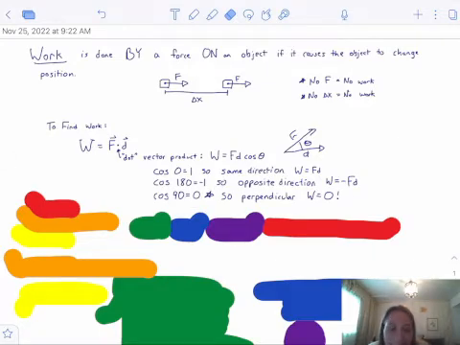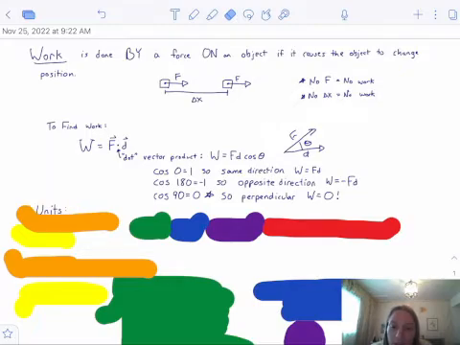And then the cosine of 90 is 0. So when they're perpendicular, that means that no work is actually being done by that force on that object. Work might still be being done, but it's not by that force on that object, okay? So that's a distinction we need to make. Work can still be being done in a situation, just not by that force on that object, okay?